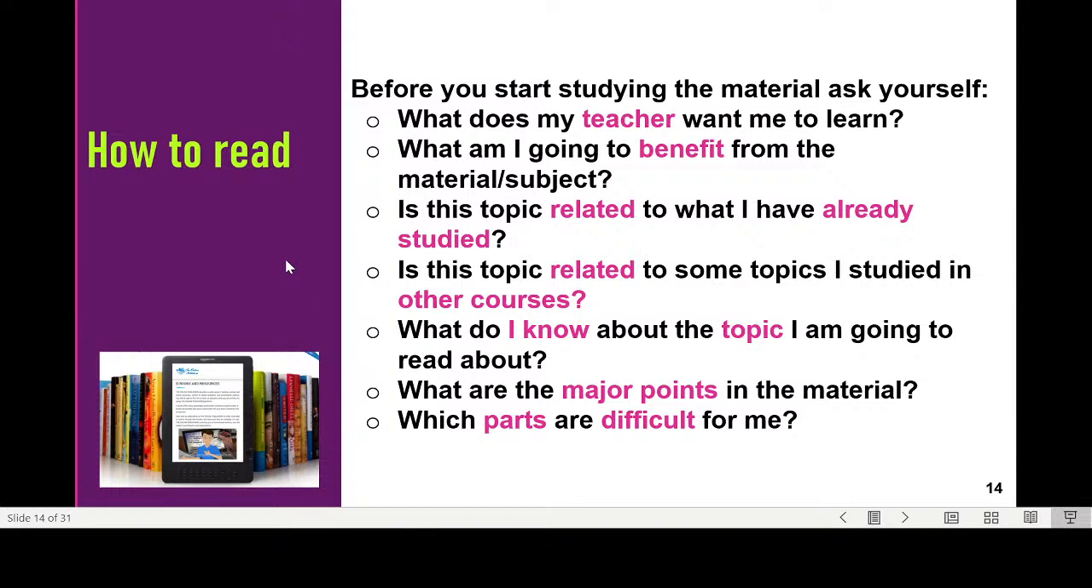One of the skills that autonomous learners need is autonomous reading. Now, how can we read autonomously? Before you start studying the material, you need to ask yourself a couple of questions, like, what does my teacher want me to learn? What am I going to benefit from this topic?